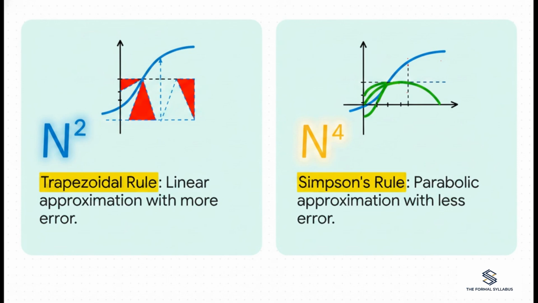Let's look at the hard data comparing these two, because it's pretty mind-blowing. With the trapezoidal rule's linear approximation, the error drops inversely proportional to the square of your intervals, or n squared. Okay, not bad. But with Simpson's parabolic approximation, the error drops proportional to n to the fourth power. Guys, that is an exponential leap in accuracy. Think about it. Doubling your intervals in the trapezoidal rule makes the error 4 times smaller, but doubling them in Simpson's rule, it makes the error 16 times smaller.